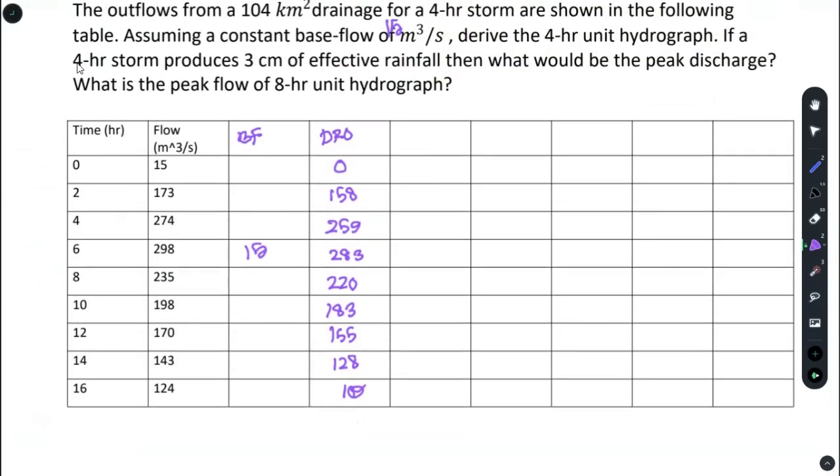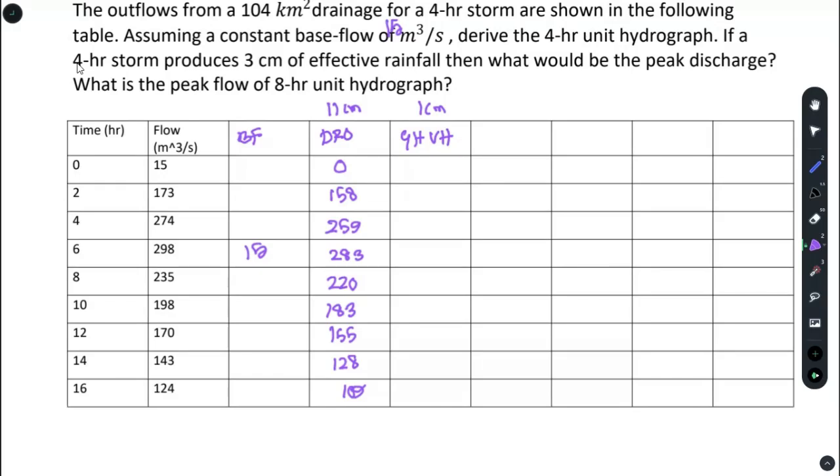Now for our unit hydrograph, I need the discharge of direct runoff for 1 unit of rainfall. But here I have got direct runoff for 11 centimeter. So I want direct runoff for 1 centimeter. I'll divide direct runoff by 11 so that I can get the unit hydrograph for 4 hours.